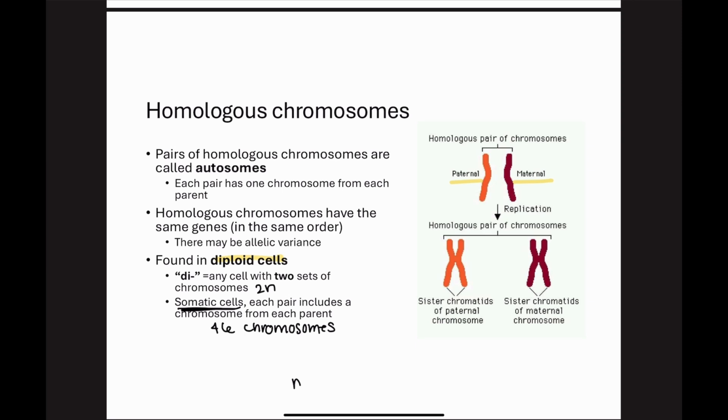Our homologous chromosomes, again, have the same genes in the same order, and the place that they vary is their alleles. So the color that our eyes express, the shape that our nose has.